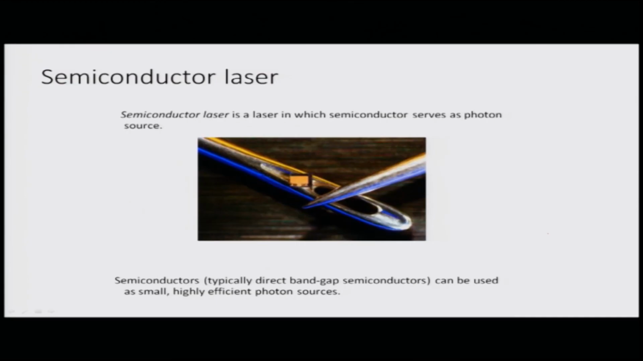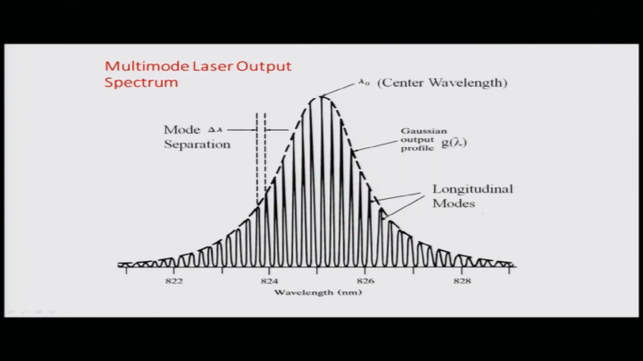And finally, I would not mention much about it, but a semiconductor laser is a laser in which the semiconductor serves as a photon source, and typically these are direct band gap semiconductors which can be used as small, highly efficient photon sources, as also the fiber lasers where you have erbium doping which can create lasing and other kinds of things. We will not do too much about it now because we will have to move on to other aspects.